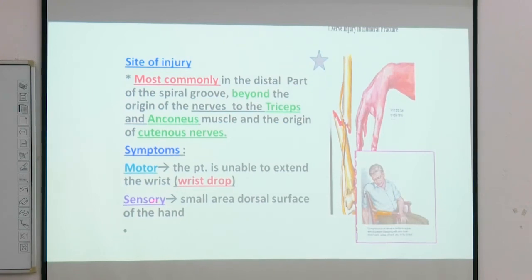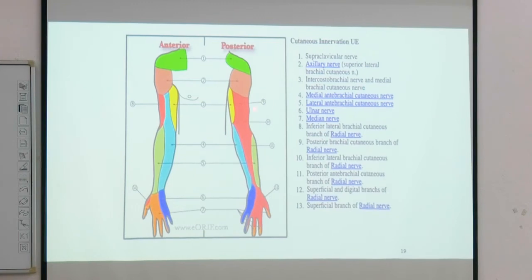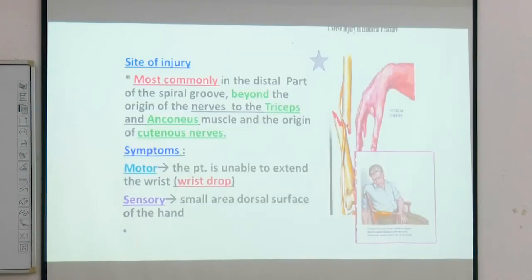Second thing, sensory loss. All the areas which has been supplied by this particular radial nerve beyond the nerve lesion will have the sensory anesthesia, paresthesia or numbness will be there. So this particular dorsum of the forearm or dorsum of the hand will have a numbness or sensory deficit if you have this radial nerve injuries.